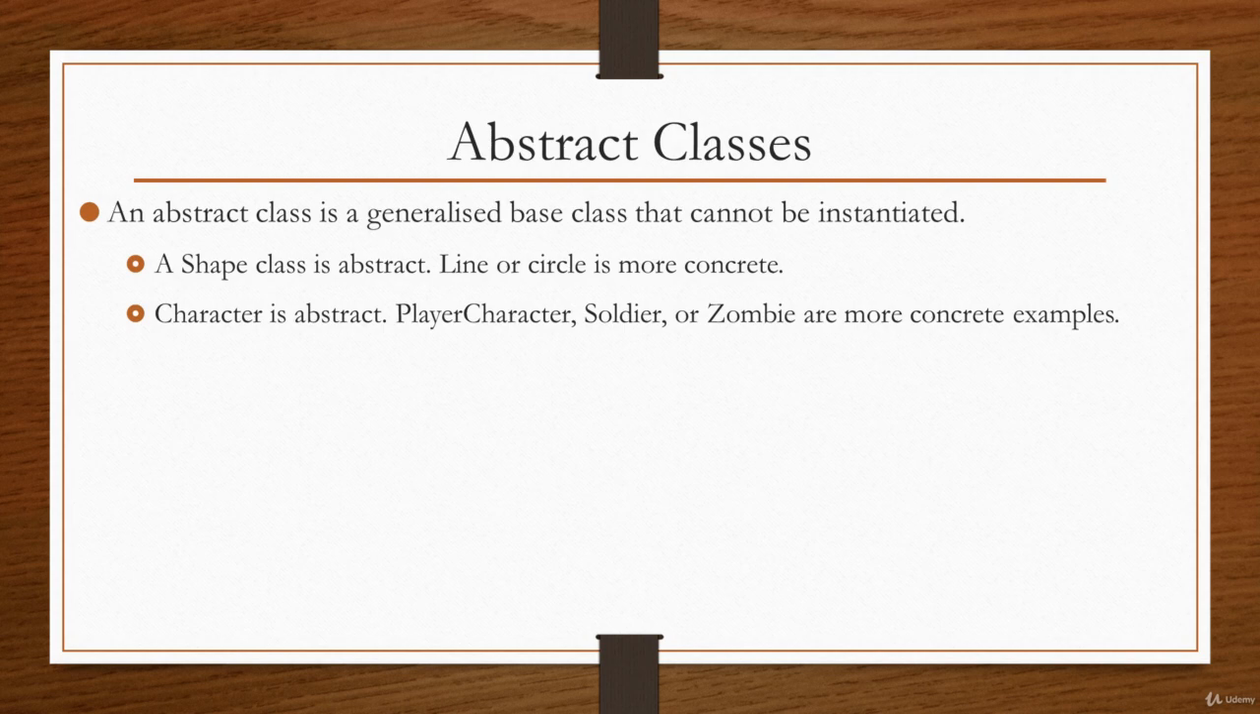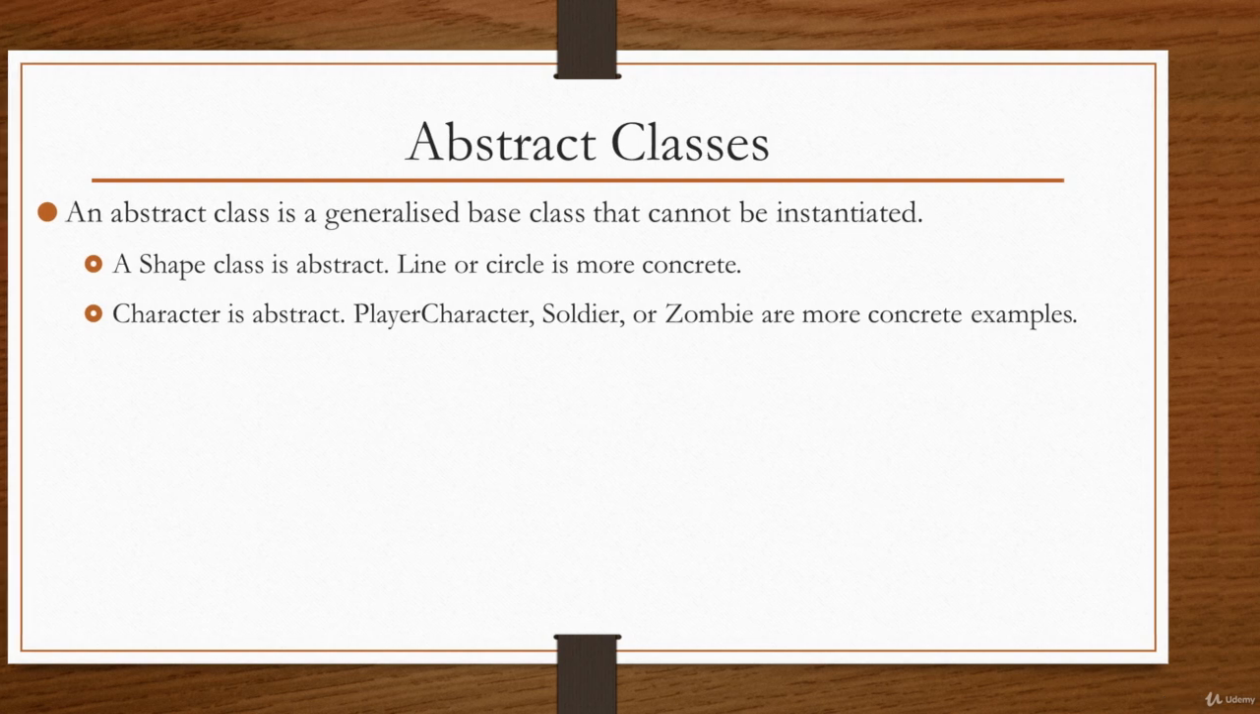Another example is a character class. That is also abstract. What does that mean? Is it a player character? Is it an enemy such as a zombie or a soldier or something like that?